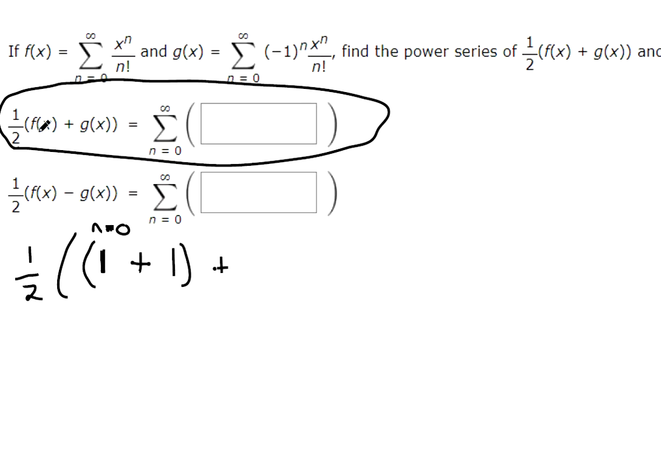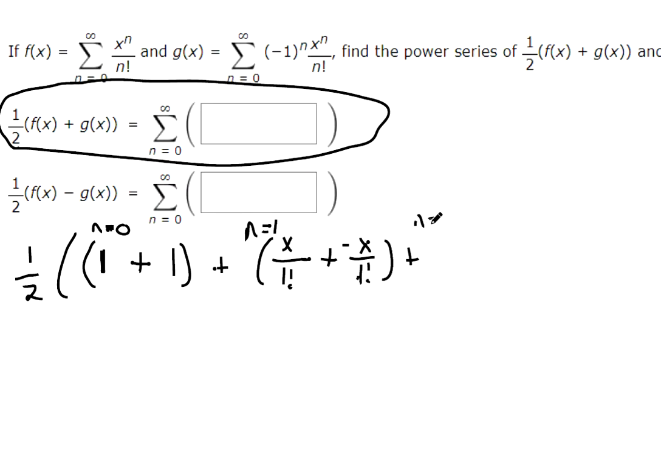Okay, so all I did was I just said, let's just take this one step at a time. Instead of trying to go to infinity, let's just do n equals 0. And now let's do n equals 1 and see what our expression turns out to be. If you plug in n equals 1 for f of x, then you get x to the first over 1 factorial. But if you plug in n equals 1 into g of x, negative 1 to the first power is a negative 1. So this is negative x to the first over 1 factorial.